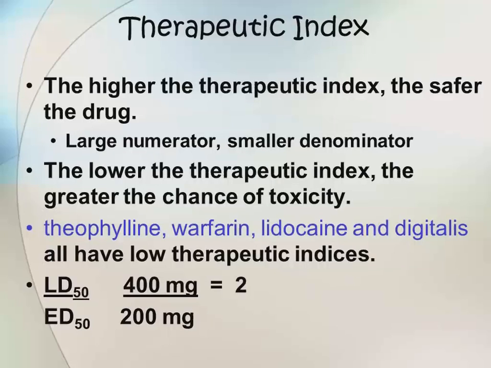And you can see there are some drugs that are very commonly administered. Theophylline we talked about being a bronchodilator. Warfarin, or Coumadin, is a blood thinner, an anti-clotting agent. Lidocaine is a topical anesthetic, but it's also used for controlling cardiac dysrhythmias, and digitalis is used to increase contractility of the left ventricle. They all have very low therapeutic indexes. You see the lethal dose there, 400 milligrams, effective dose 200. Therapeutic index of 2. So you're playing with fire. Got to be careful with them. That's right.